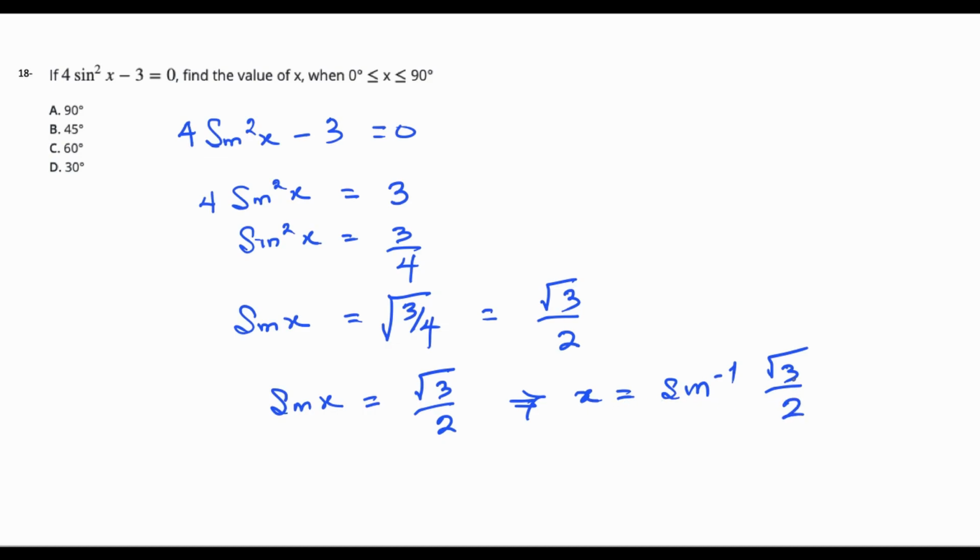At this point, I would advise that you just evaluate root 3 over 2. And if you do that, you find out that x is equal to arcsine of 0.8660. And this is equal to 60 degrees. Obviously, if you use your calculator to compute this, you have 60 degrees. And that means that the answer here is C.